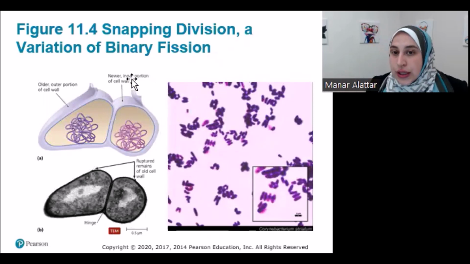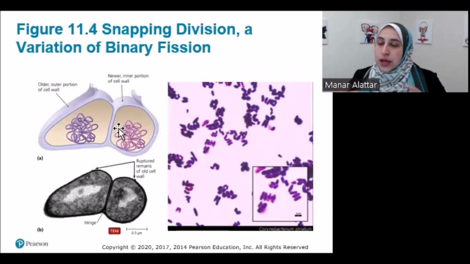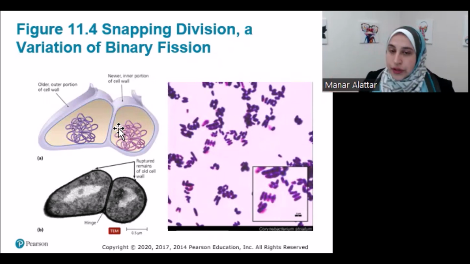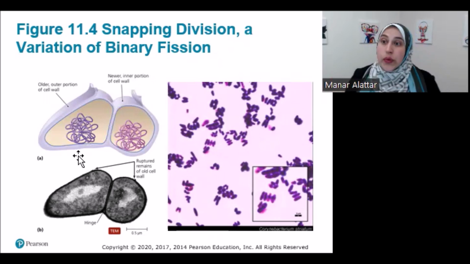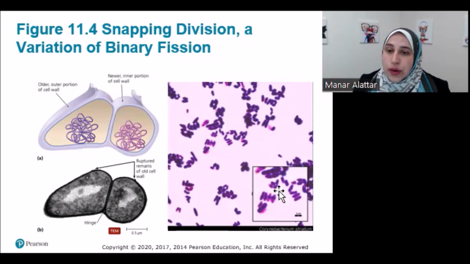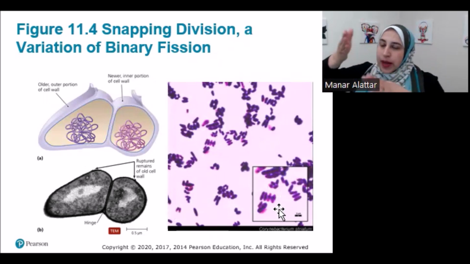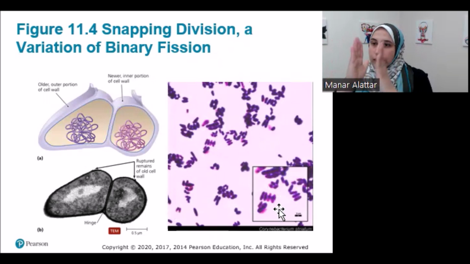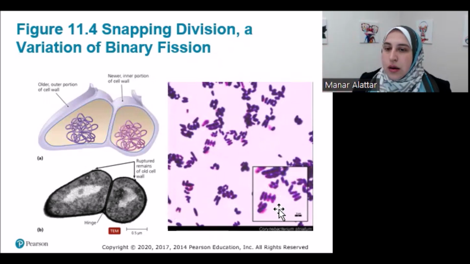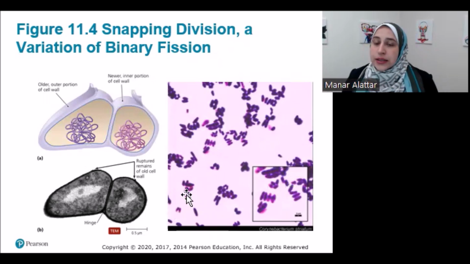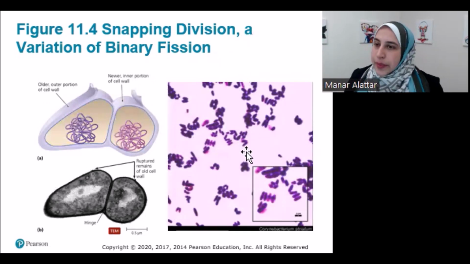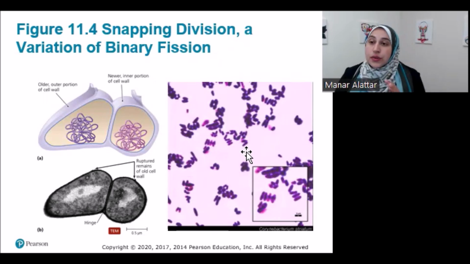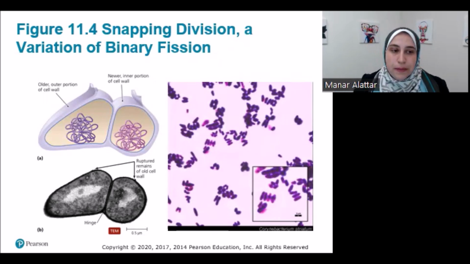And so usually at whatever point is weakest, you see a separation of the two daughter cells, and then oftentimes they'll remain attached at one of the points along the cell wall. And so we'll get these very characteristic V shapes or side-by-side arrangement of either V's or just parallel cells, which we call palisades. So V shapes or palisades under the microscope are telling us that this organism is probably reproducing through snapping division.